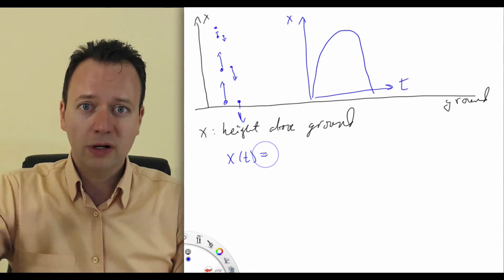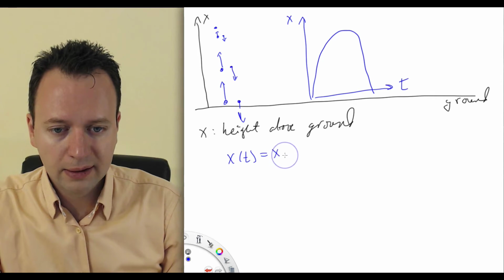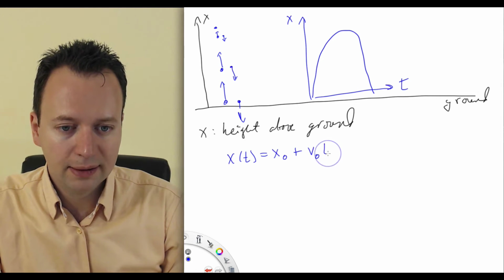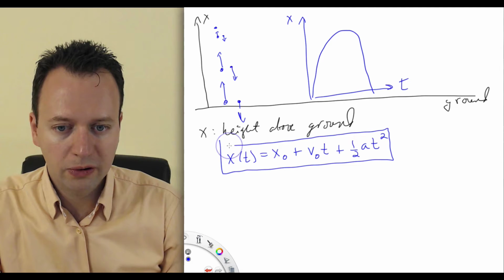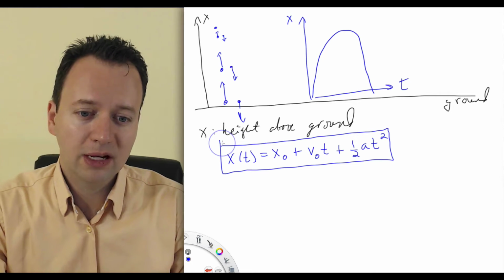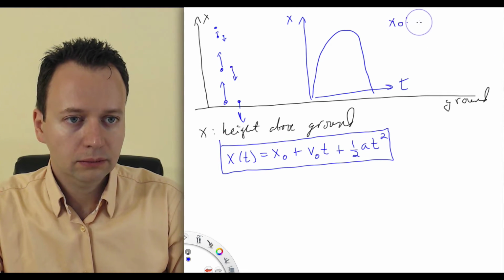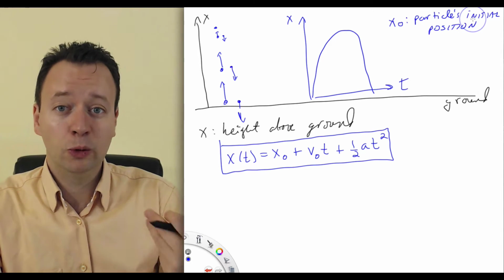As it turns out, the position as a function of time is actually quadratic. So we have a formula: x sub 0 plus v sub 0 (v naught) t, plus 1/2 a t squared. Now the question is, what do all of these parameters mean? We have the parameters x sub 0, v sub 0, and a. x sub 0 is the particle's initial position. In the case of motion under gravity, it would be height.